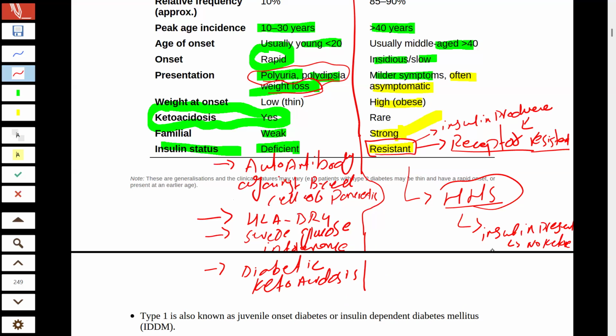As well as in type 2, there is profound hyperglycemia.